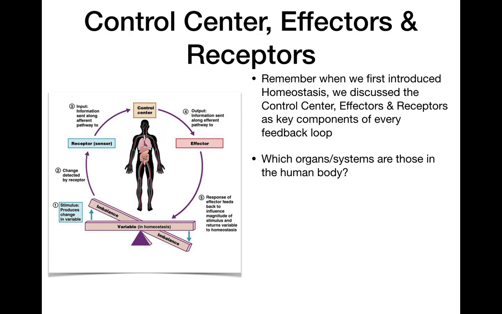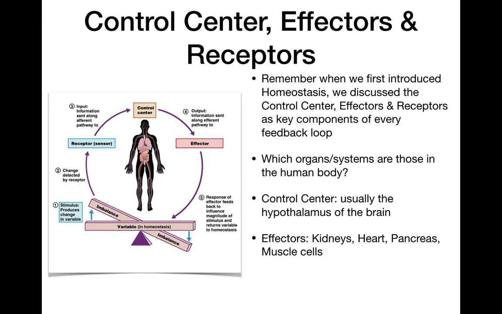Well, we know, of course, that the brain is the control center, but in particular, it's the hypothalamus. It's one particular region of the brain that is usually the control center for any homeostatic response. And then the effectors are examples, could be different organs, like the kidneys, the heart, the pancreas, muscle cells. Those are all different effectors, things that are going to respond to the signal from the control center.